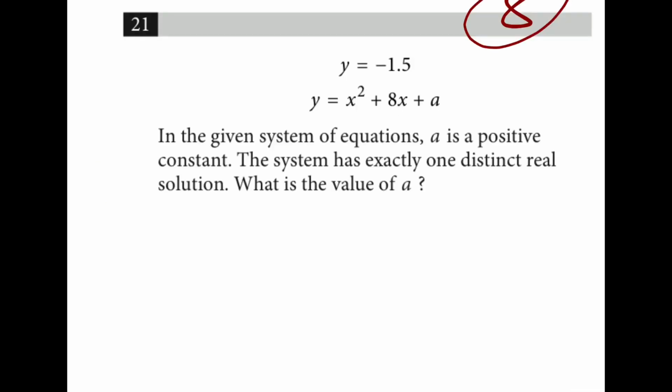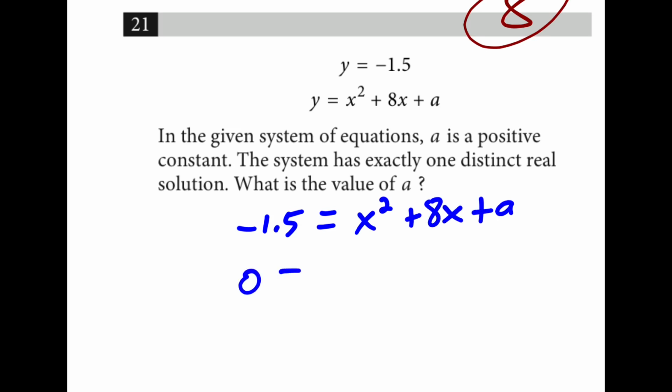Number 21. In the given system of equations, a is a positive constant. The system has exactly one distinct real solution. What is the value of a? So we can replace y with what it's equal to, and we can say negative 1.5 is equal to x squared plus 8x plus a. And if we add 1.5 to both sides, we have 0 is equal to x squared plus 8x plus 1.5 plus a.